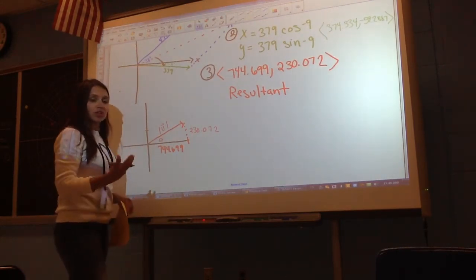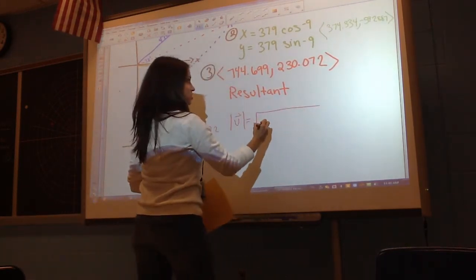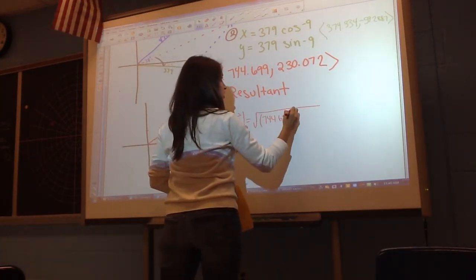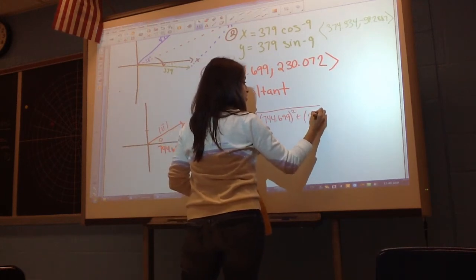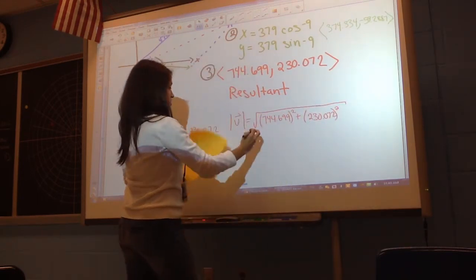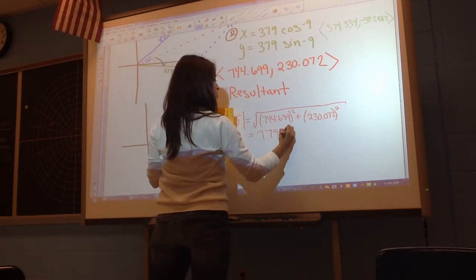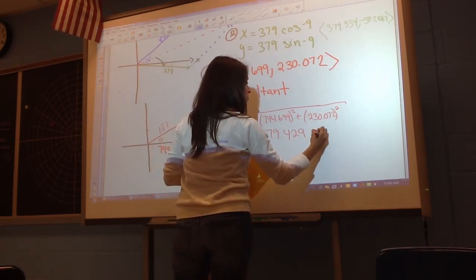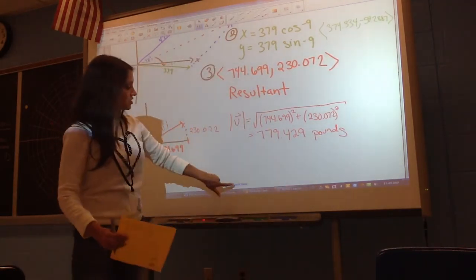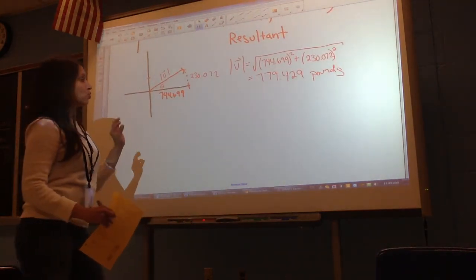So magnitude, Pythagorean theorem. This is going to be the square root of 744.699 squared plus 230.072 squared, which is equal to 779.429 pounds. Don't forget your units. This is a word problem. The resultant force is 779.429 pounds with a direction.